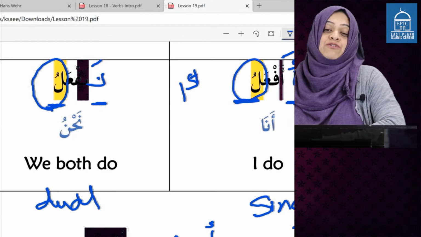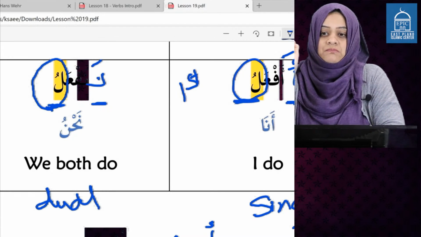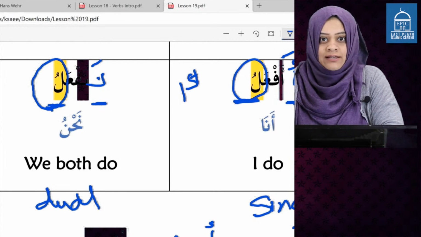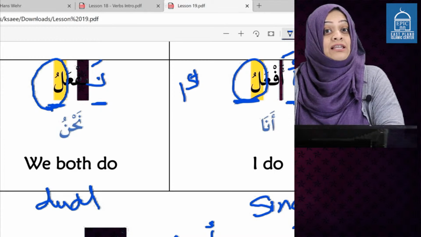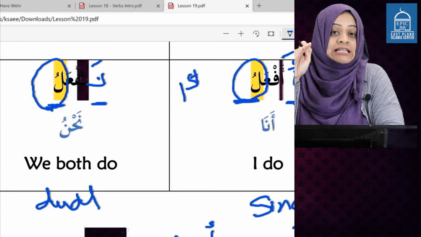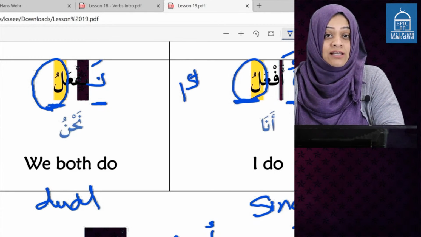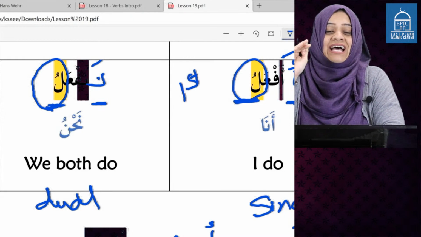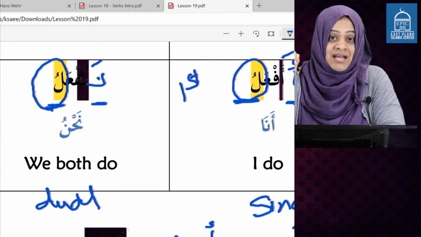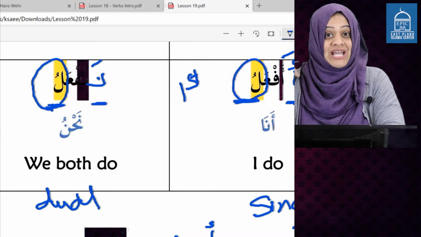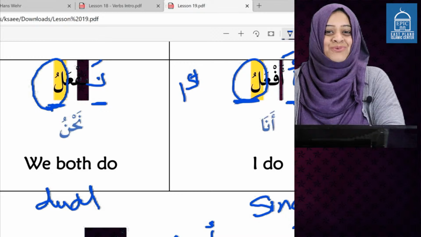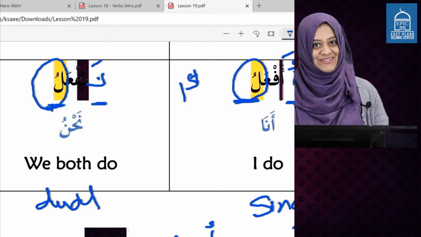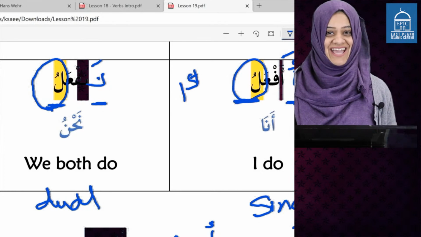Let's take another one that's familiar to you. Alima, ya'lamu. Ya'lamu, ya'lamani, ya'lamuna. Ta'lamu, ta'lamani, ya'lamna. Ta'lamu, ta'lamani, ta'lamuna. And then you have ta'lamina, ta'lamani, ta'lamna, a'lamu, na'lamu. Simple, easy, piece of cake.